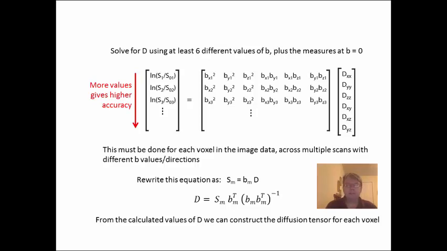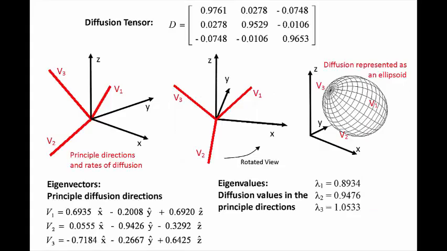But again, we have to do this repeatedly with different b values, and now we do this for each voxel. We can rewrite this equation. Let's call this S sub m, call this matrix B sub m and d, and then it's a matrix math equation. We just solve for d. So now we can calculate our values, dxx, dyy, dzz, dxy, dxz, dyz. And from that we can create our diffusion tensor for each voxel. And so finally we have our diffusion tensor for each voxel. Here I'm showing just one example of what the numbers could possibly look like.